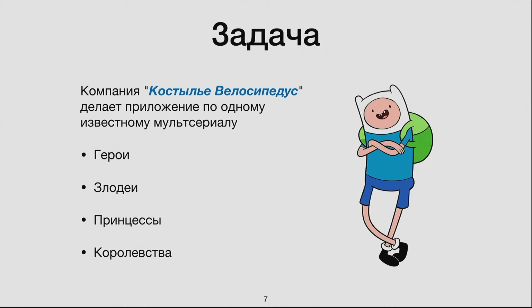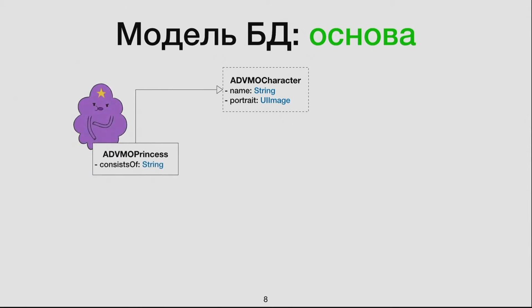For example, let's imagine that we have an imaginary story, like cost-free cycling. It's based on a well-known cartoon series. We have a list of characters, negative characters, princesses, and the ownership in the state. So the developers got together and decided to make this database. This is the main one. We added the abstract entity, the character, with a name and a portrait, that is the image. Then we added a subentity, that is the princess.